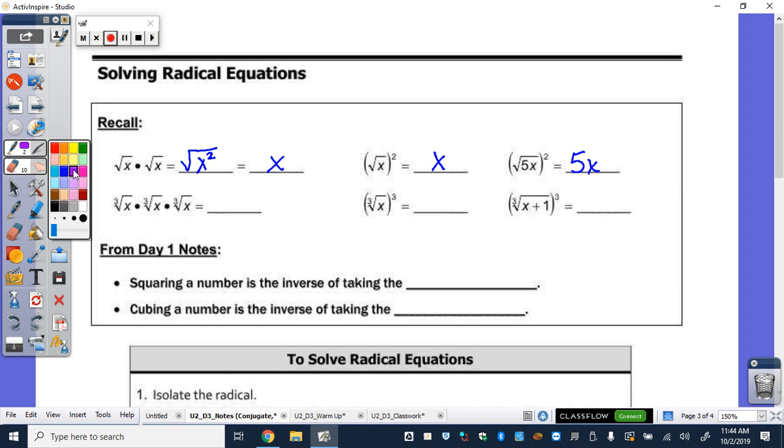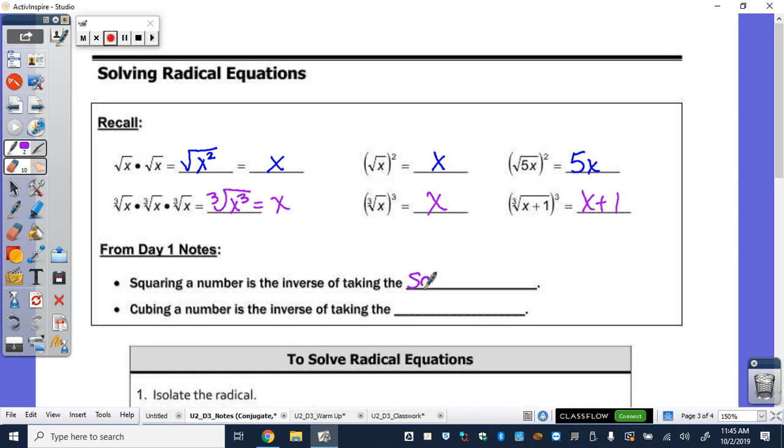Same thing happens with our cube roots. So cube root of x times cube root of x times cube root of x would be the cube root of x cubed, which would just end up being x, because that cube root and cubing something, those cancel each other out. So for example, this one would just be x. This one over here would be x plus 1. So that cube root, cubing something, knocks each other out.